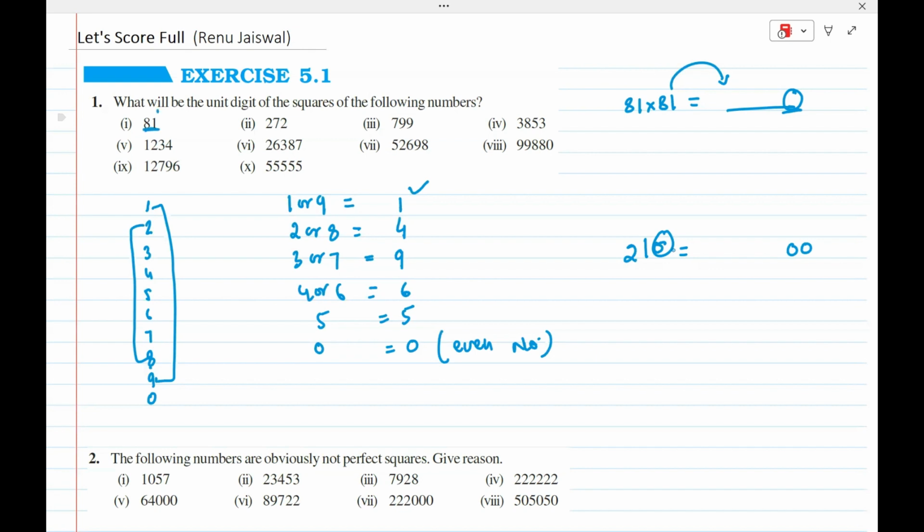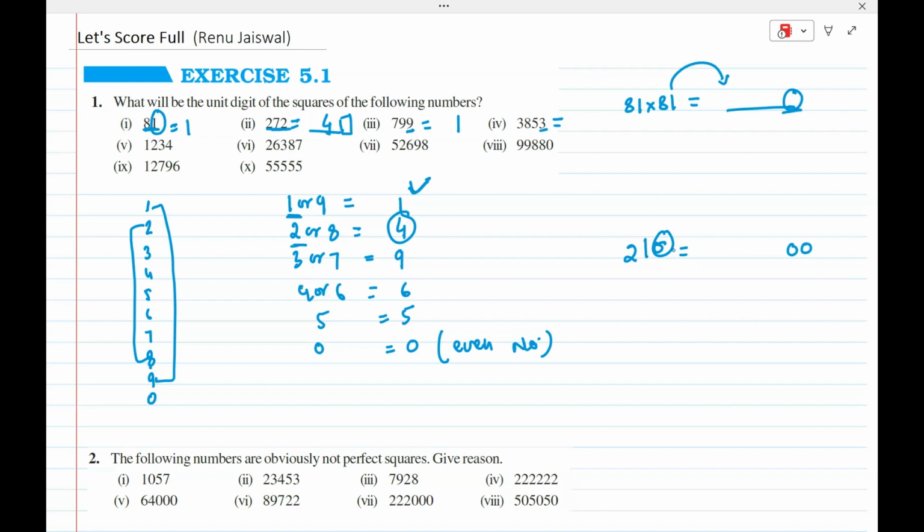See, it has 81. The unit place is 1. If the unit place is 1, its square will contain 1 in its unit place. So the answer is 1. I have 272. When I square it, I'll get some number, and its unit place will be what? If I have 2, I'll get 4. So the answer is 4. Whatever the number will be, the unit place will be 4. Similarly, if I have 9 as its unit place, the answer will be 1. Similarly, you can find out the others.